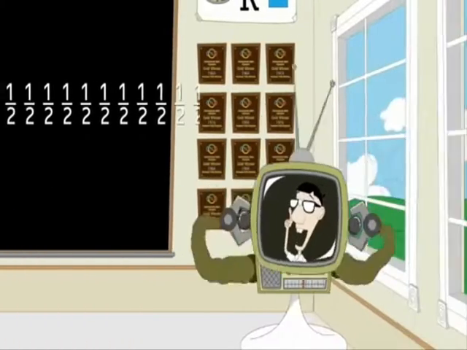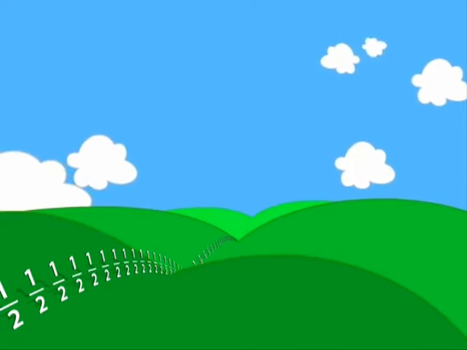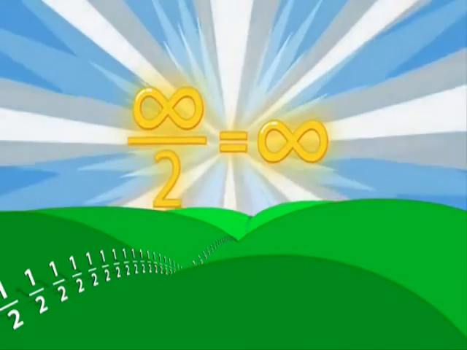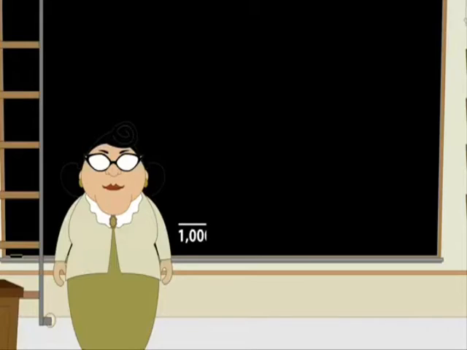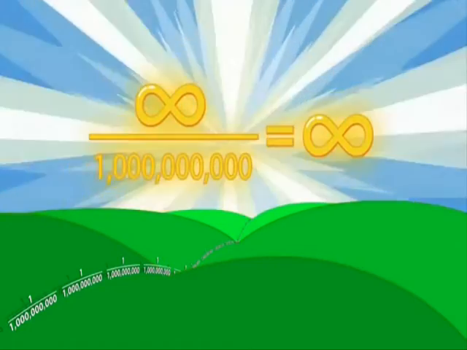An infinite number of 1/2s is infinity times 1/2. 1/2 of infinity is still infinity. Even an infinite number of 1/10000000th is 1/10000000th of infinity, which is still infinity.